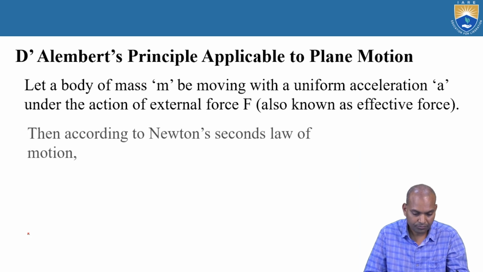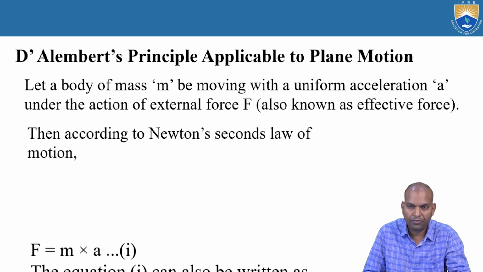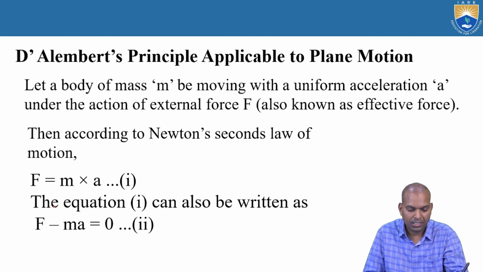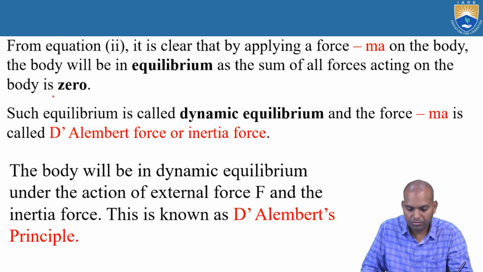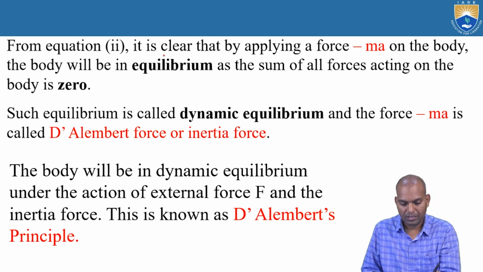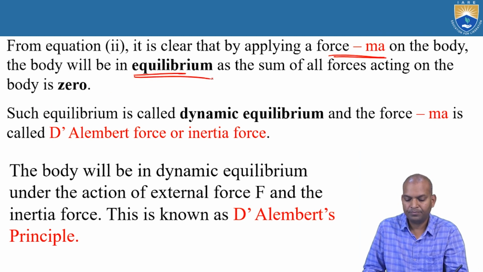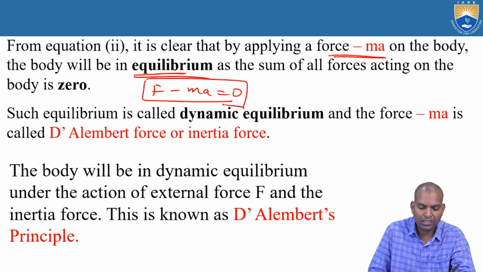Here, D'Alembert's principle works according to Newton's second law of motion, F equal to ma, mass times acceleration. Then the equation F minus ma equal to 0 is known as the D'Alembert's equation. Now, when this negative ma is applied on the body, the body will be in equilibrium. Then the sum of the forces on the body is 0. That means F minus ma equal to 0, and the body will be in equilibrium.